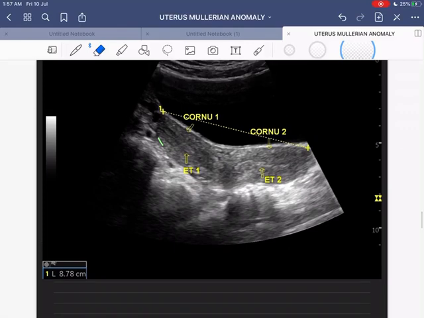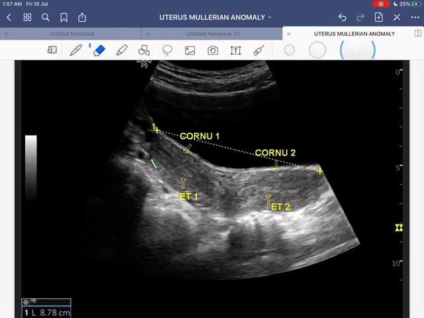Today's video is on two cases that recently came to our department in IPGMR, and the topic is Mullerian duct anomalies. So let us see the first case. This is a case of a young adolescent girl who mainly presented with the chief complaint of dysmenorrhea. The girl is menstruating, but there is pain associated with it. With this history, let us see the images.